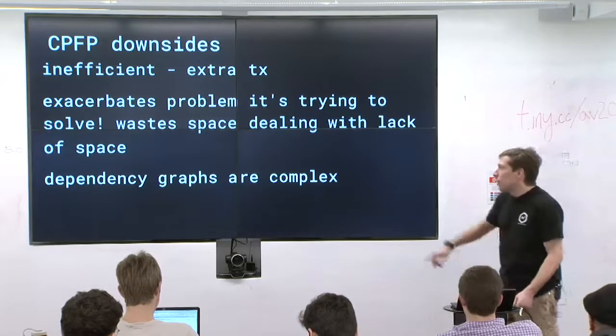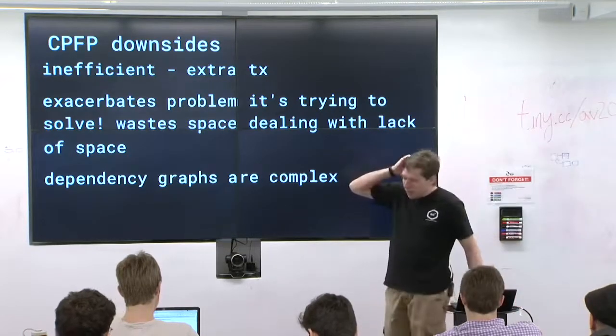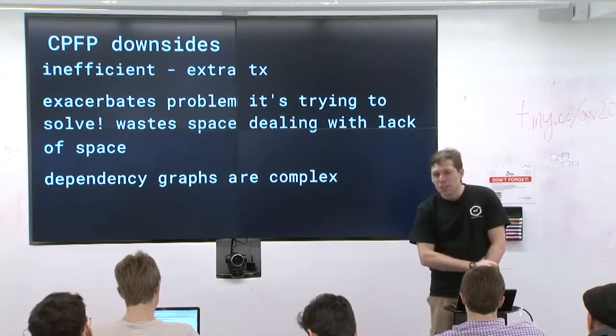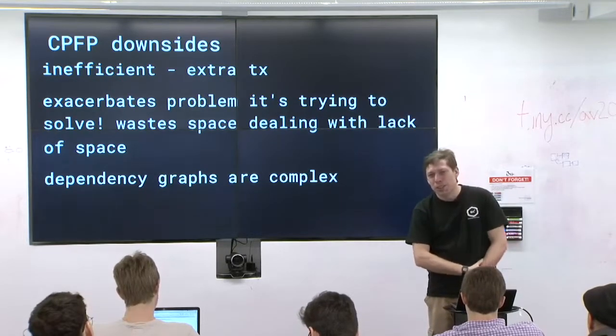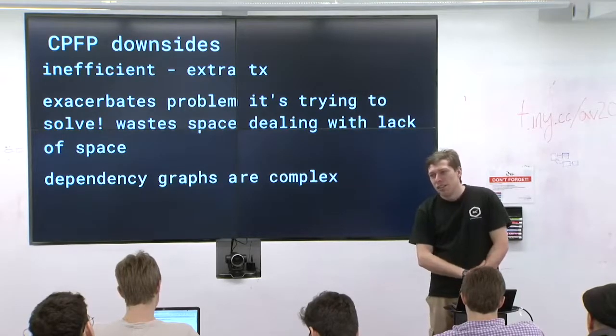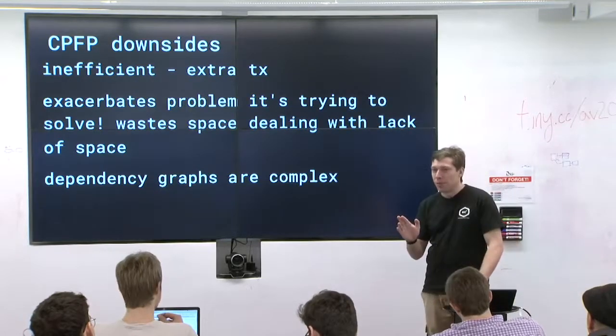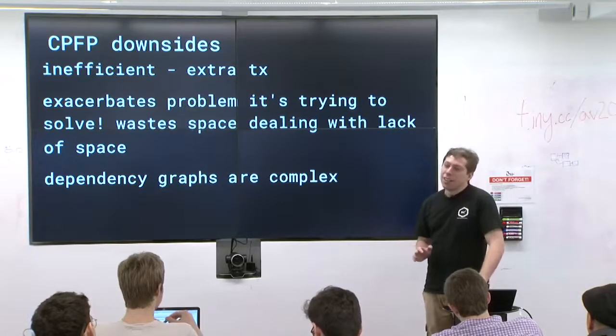And the dependency graphs are kind of complex. I don't remember exactly how. There are certain cases where child pays for parent lowers the priority of a transaction. I didn't understand how, but someone explained it to me and I'm like, oh shoot, that's bad.